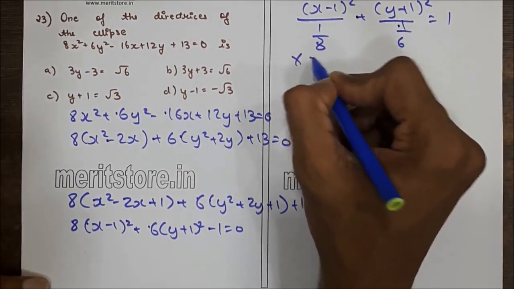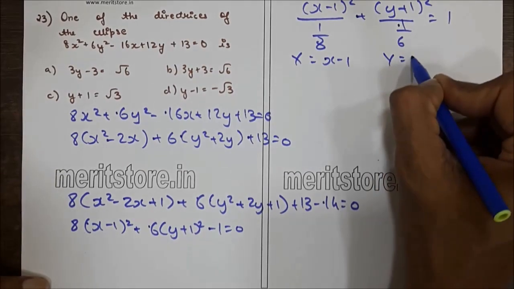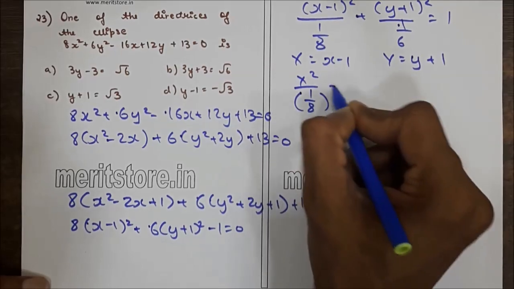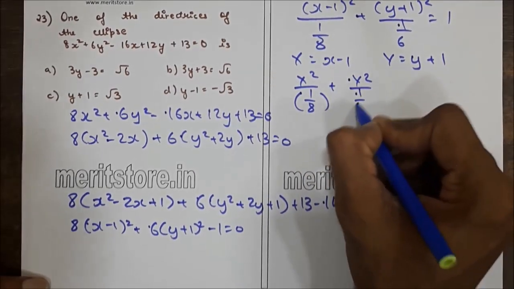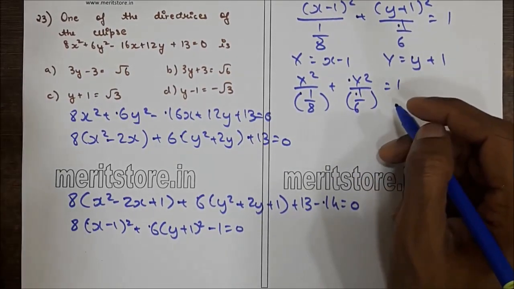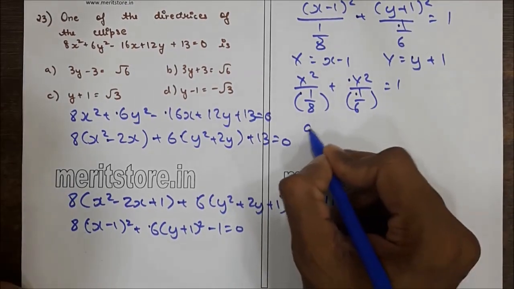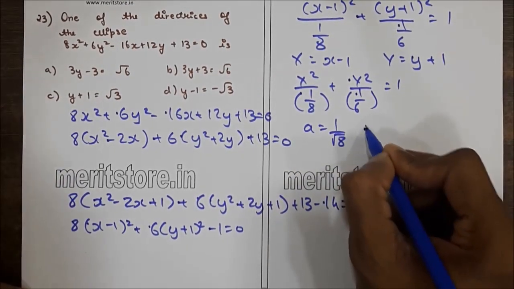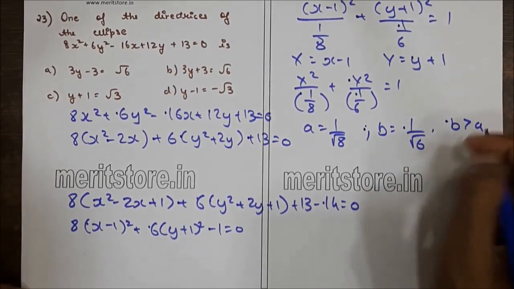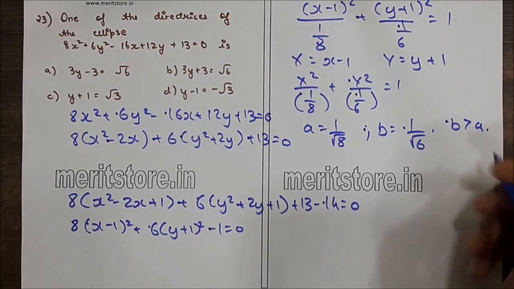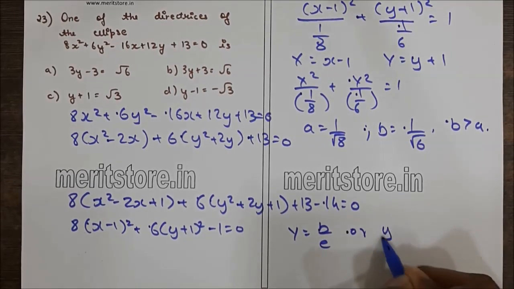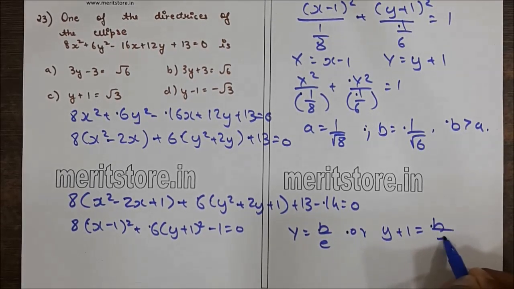So we take X is equal to x minus 1 and Y is equal to y plus 1, where we get X square upon 1 by 8 plus Y square upon 1 by 6 equal to 1. When we compare this with the standard equation of ellipse, we get a is equal to 1 by root 8 and b is equal to 1 by root 6, where we see b is greater than a. The equation of one of the directrices is Y is equal to b upon e, or we can say y plus 1 equal to b upon e.